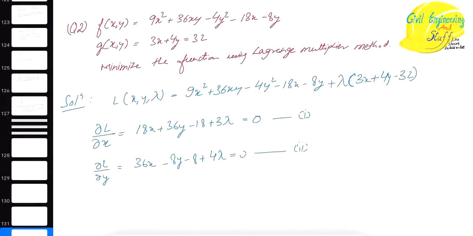Okay, then we'll have partial differentiation with respect to lambda, and this is 3x + 4y − 32. If anyone has any difficulty as to how this partial differentiation is done, they can always ask. Okay, so we have 3 equations and we have 3 unknowns, x, y and lambda, so it can easily be solved. Equation number 1, equation number 2 and equation number 3, right?